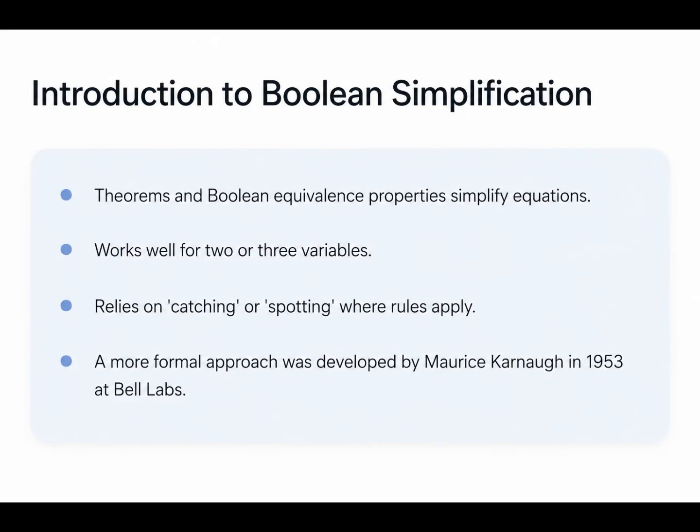Up until now, you have likely used Boolean theorems to simplify equations. While that works perfectly fine for 2 or 3 variables, it relies heavily on your ability to spot the right rule at the right time. To remove that guesswork, Maurice Karnaugh developed a formal visual approach in 1953 while working at Bell Labs.